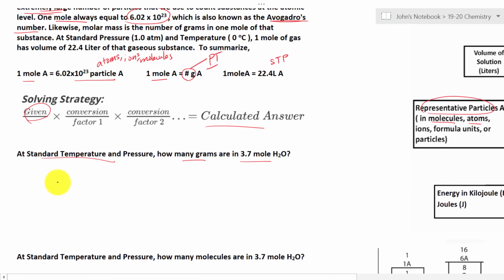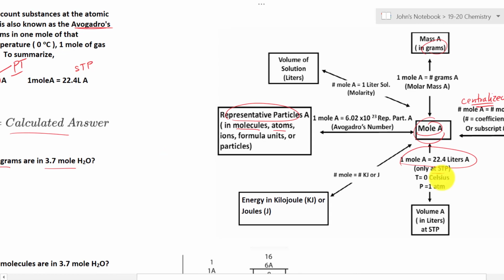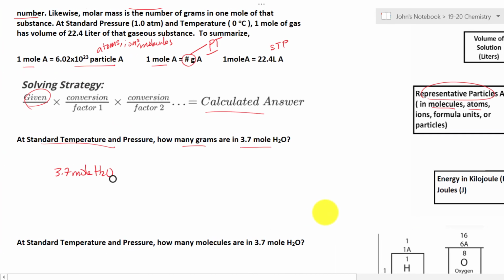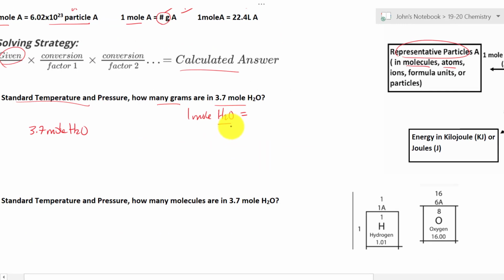So in this case, our given is 3.7 mole of H2O. And what is the conversion factor between moles and grams? How do we figure out the number of grams? Well, we use a periodic table. In this case, we have 1 mole of H2O equal to the number of grams of H2O. Well, let's look at H2O. We have H2 times, well, what's the mass of hydrogen?